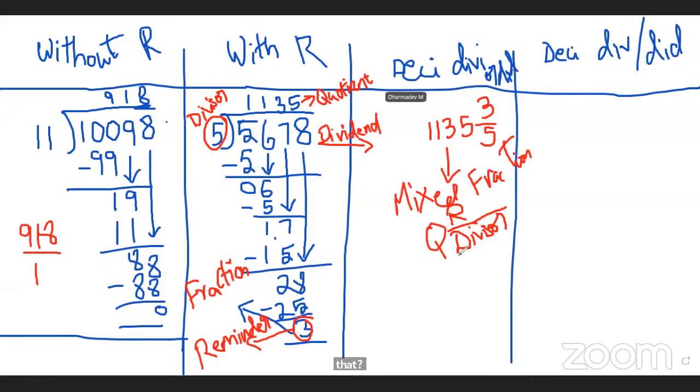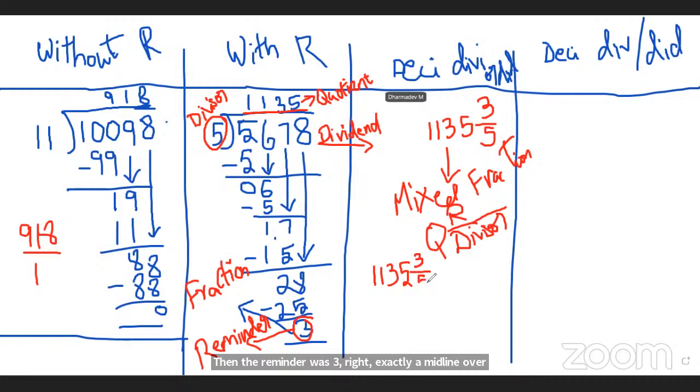My answer was 1135. Write that, 1135. Then the remainder was 3. Write exactly a midline over here. Write the 3 on the top, and write the 5 divisor down. This is called a mixed fraction: quotient, remainder by divisor. Are you now clear with that, Miracle?